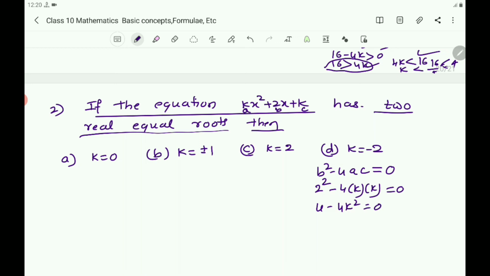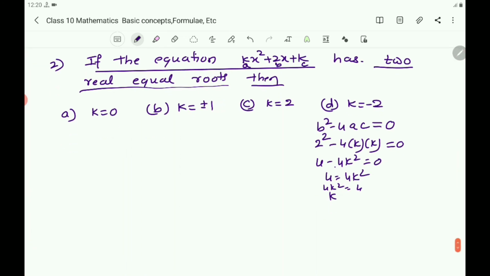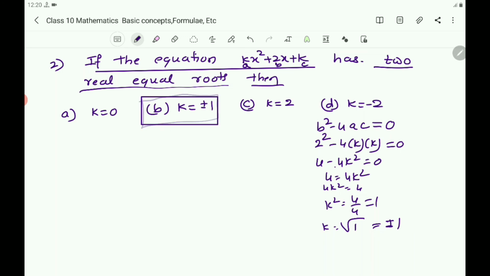So you can transfer this 4k square, 4 equals 4k square. So you can have 4k square equals 4, which means k square equals 4 by 4 equals 1. So k equals root 1, that equals plus or minus 1. So what is the answer here? Option B, k equals plus or minus 1, is the answer.